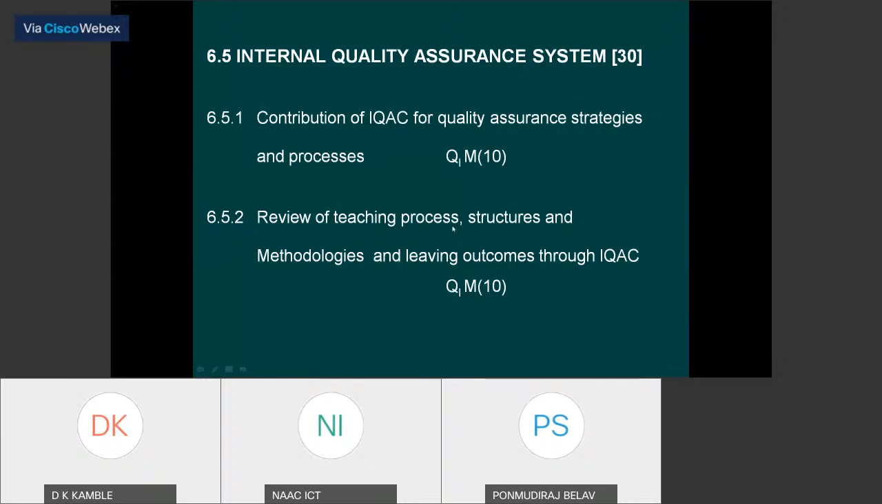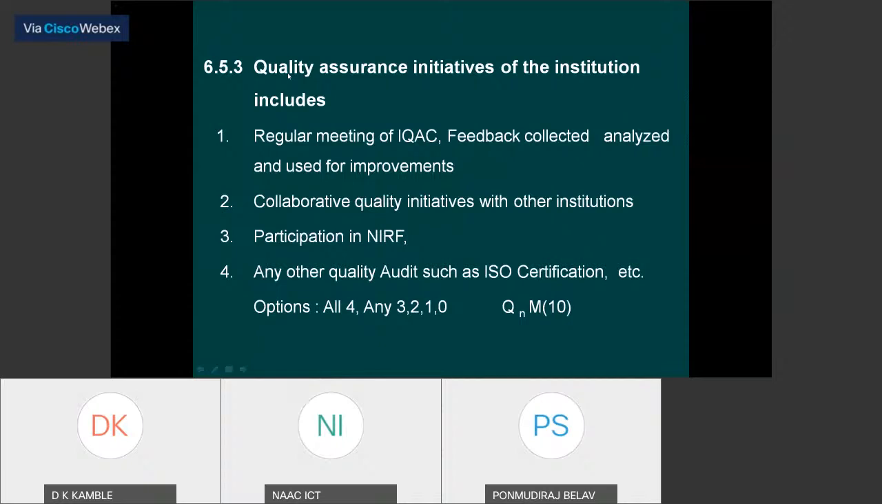Review of teaching process, structures and methodologies, that is QLM. Then quality assurance initiatives of the institution here.